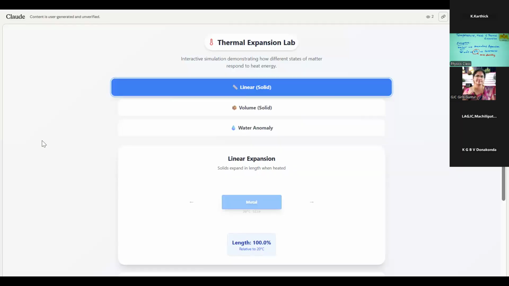Okay. So, thermal expansion lab to explore how heat energy affects the size of matter. Remember, thermal expansion is simply the tendency of matter to change in volume in response to a change in temperature. Thermal expansion means change in the size or shape of matter with respect to temperature. Look down at our simulation.